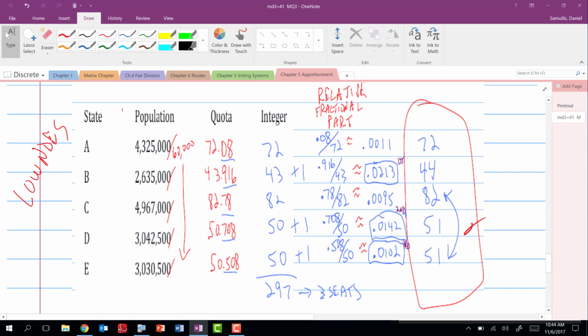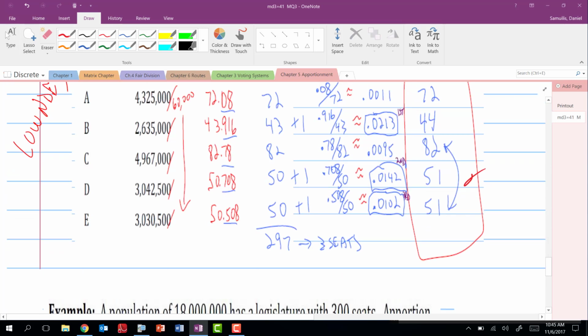We're going to do one more thing with that. And then here's Lowndes method again. Same states, same country, same start. 60,000 is your divisor. You end up with only 297 seats given, but then you get the largest relative fractions. And we did awesome on that.